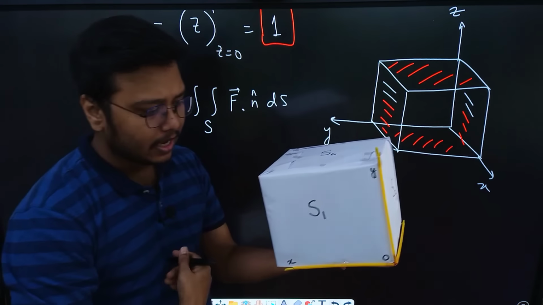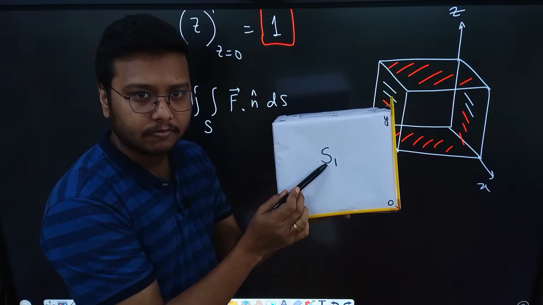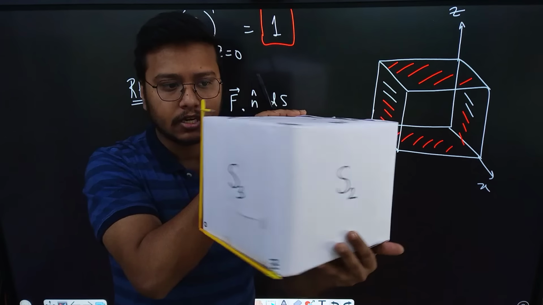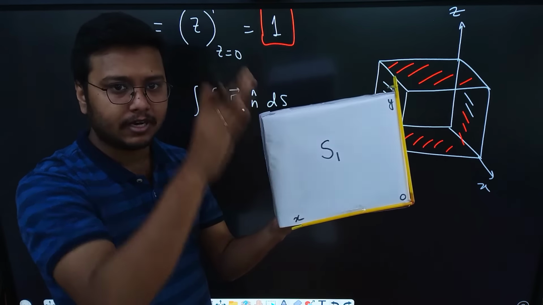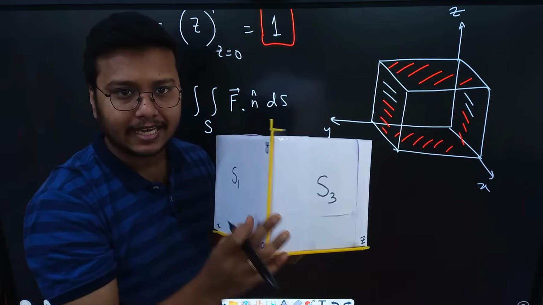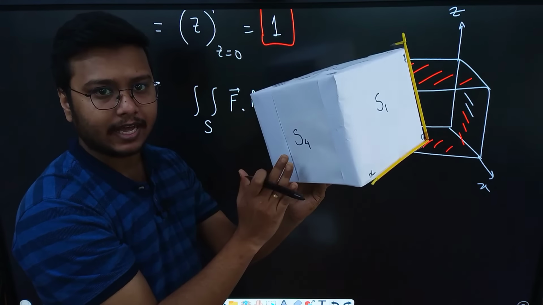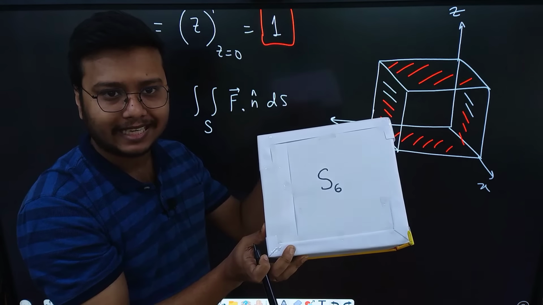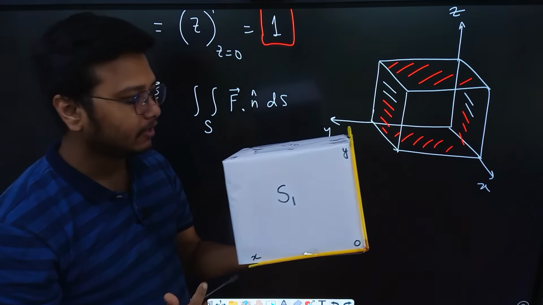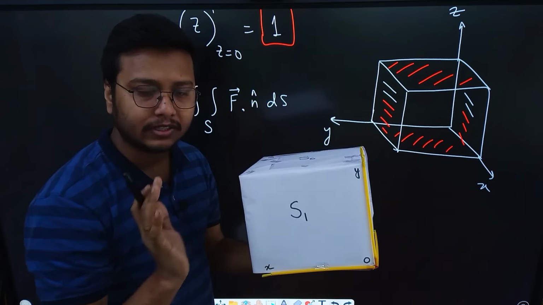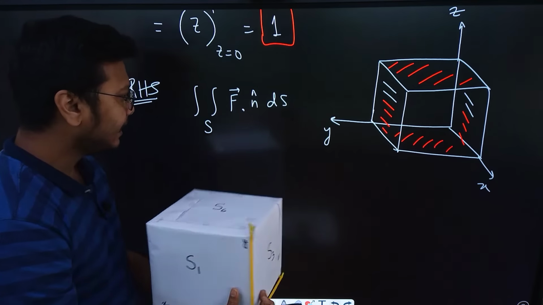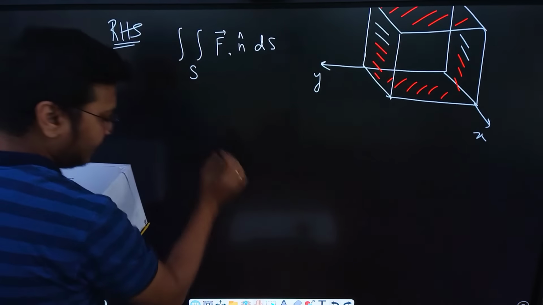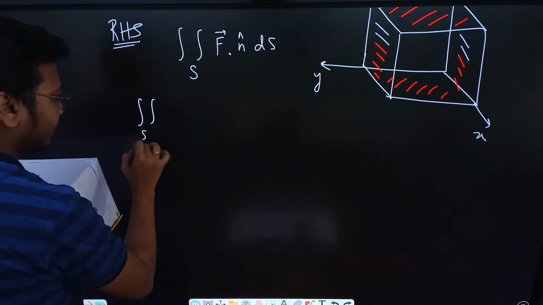Now see, I have named the surfaces. This is the S1 surface. Right behind this surface is the S2 surface. So I have S1 at the front, S2 at the back, and on the sides I have S3 and S4. On the bottom I have S5, and on the top I have S6. So I have all 6 surfaces, and I want to do the integration for all of them separately. Let's start our calculation with the S1 surface, which is the double integration over S1.